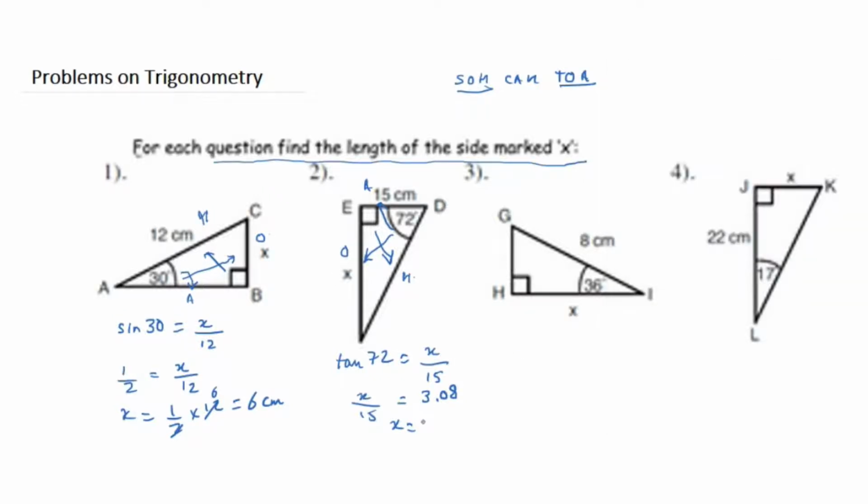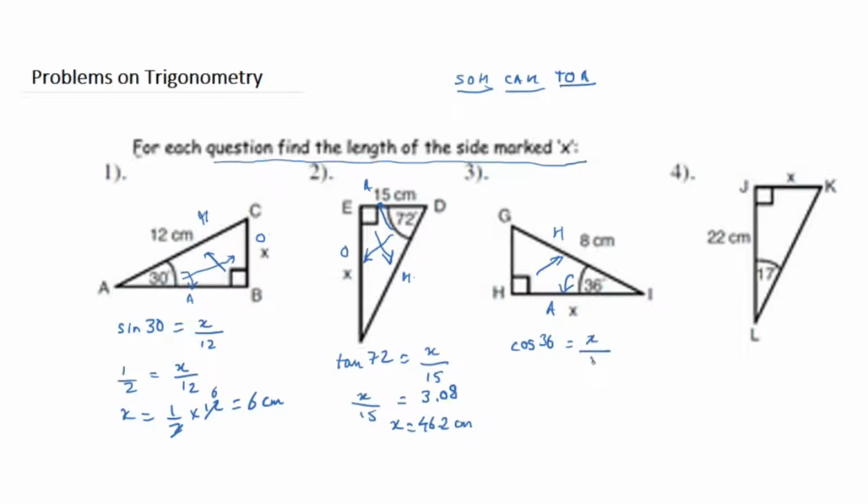So that means x is equal to 46.2 centimeters. Now here the side opposite to the right angle is the hypotenuse, the side next to the angle given is the adjacent. So we are given the adjacent and the hypotenuse. So obviously we are going to use cos for that. So cos of 36 is going to be adjacent over hypotenuse. Adjacent is x, hypotenuse is 8.